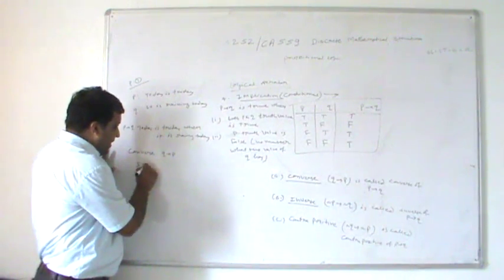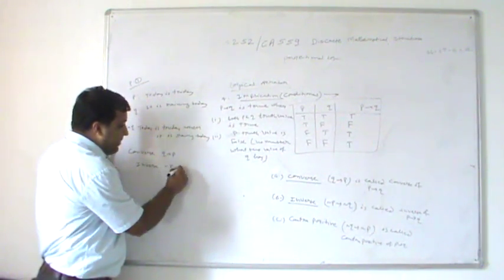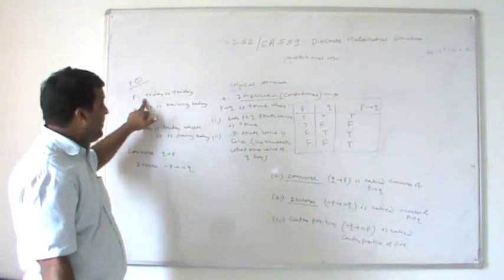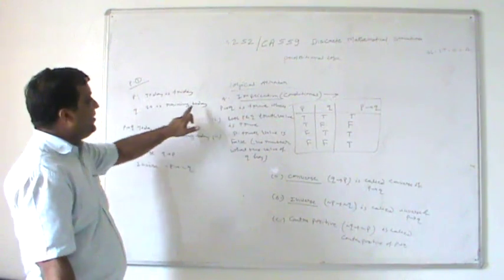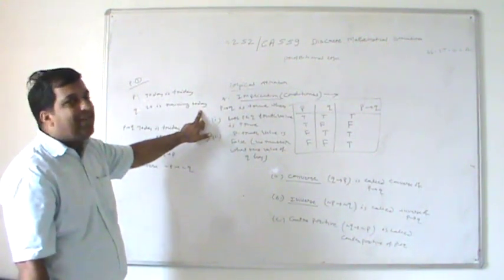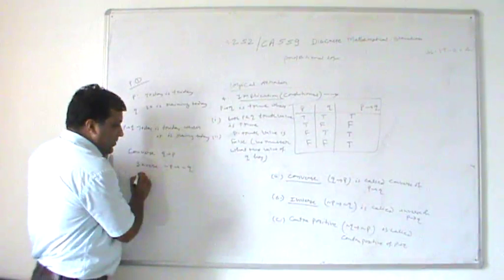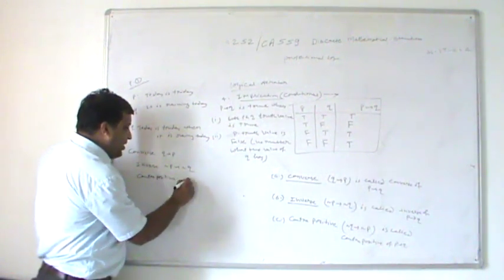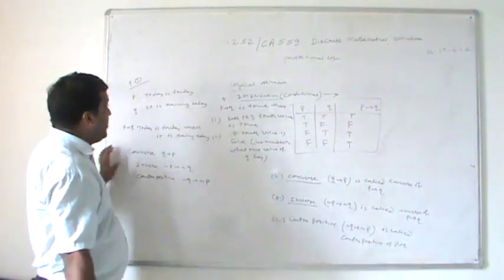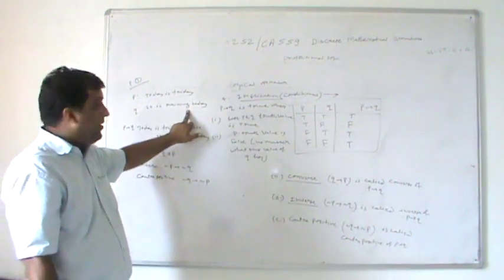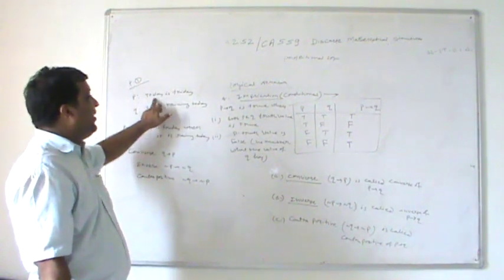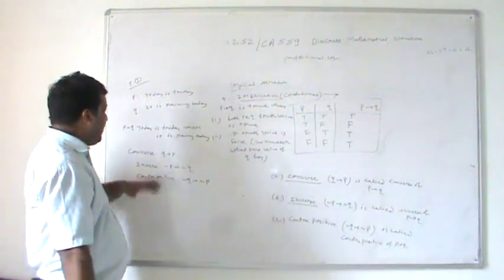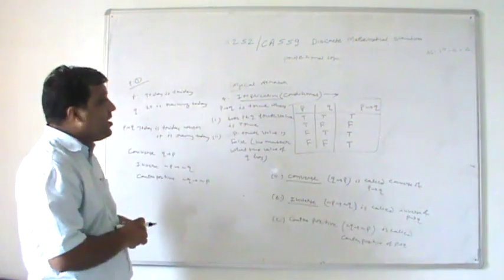Similarly, we might want to find the inverse. It is negation P implies negation Q. So the negation is: today is not Friday, then it is not raining today. That is the inverse. Now we want to find the contrapositive of this sentence. The contrapositive is negation Q implies negation P. It is not raining today, whenever today is not Friday. So that is how the sentence is represented in the form of converse, inverse and contrapositive.